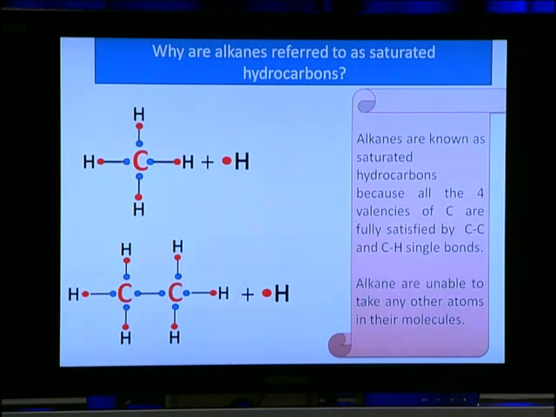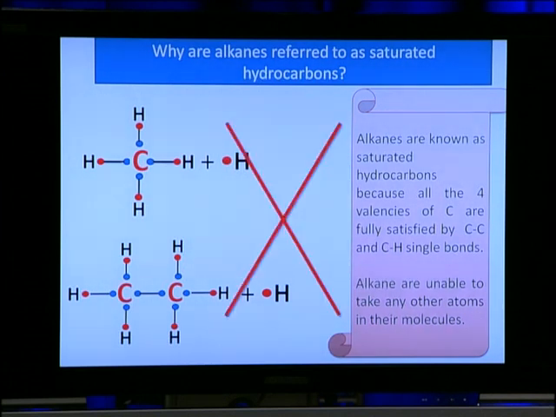The reason being, alkanes are known as saturated hydrocarbons because all the 4 valencies of carbons are fully satisfied by carbon to carbon and carbon to hydrogen single bonds, and as such alkanes are unable to take any other atoms in their molecule. So this is the reason why alkanes are referred to as saturated hydrocarbons.